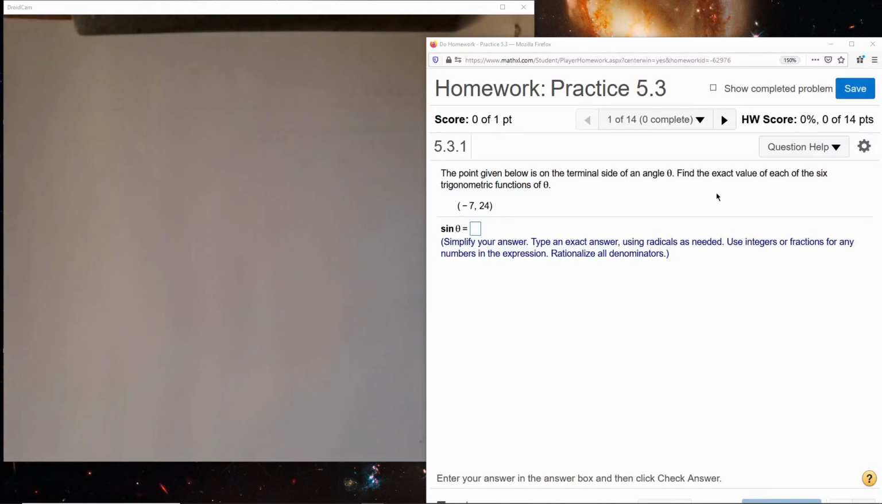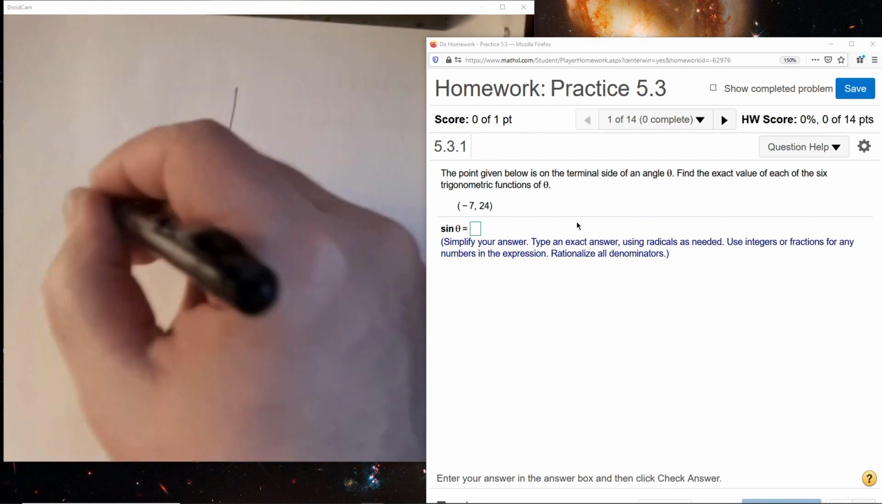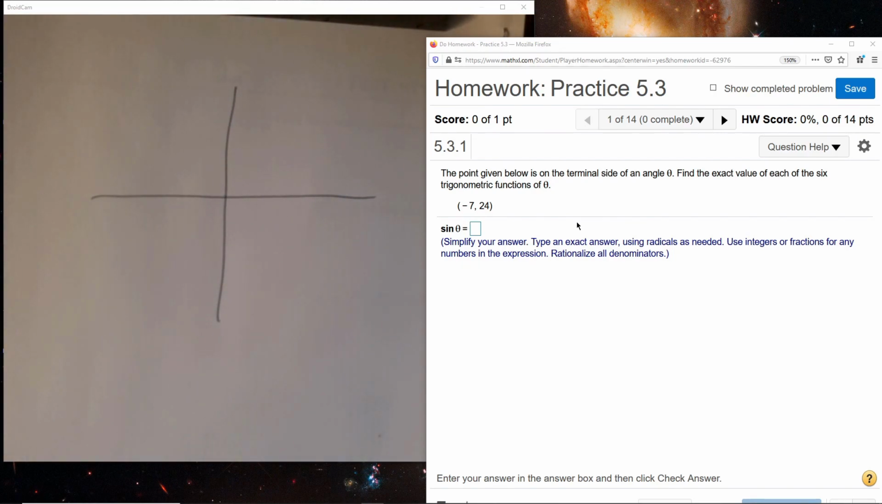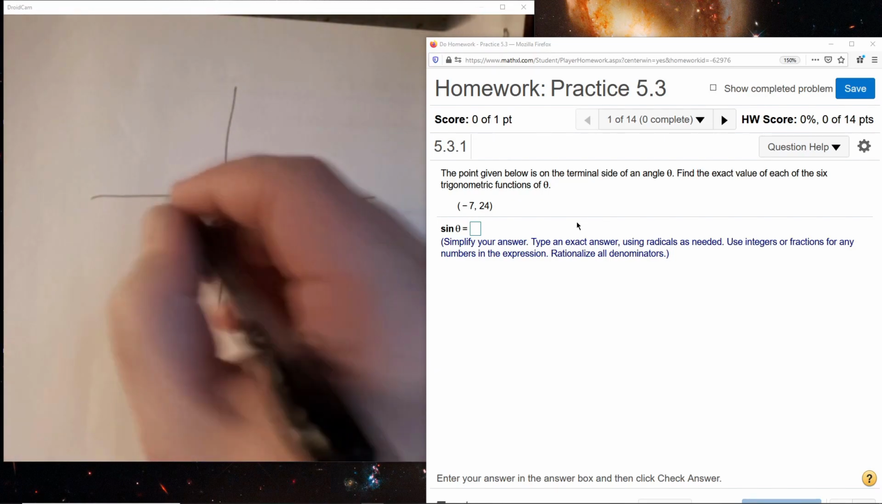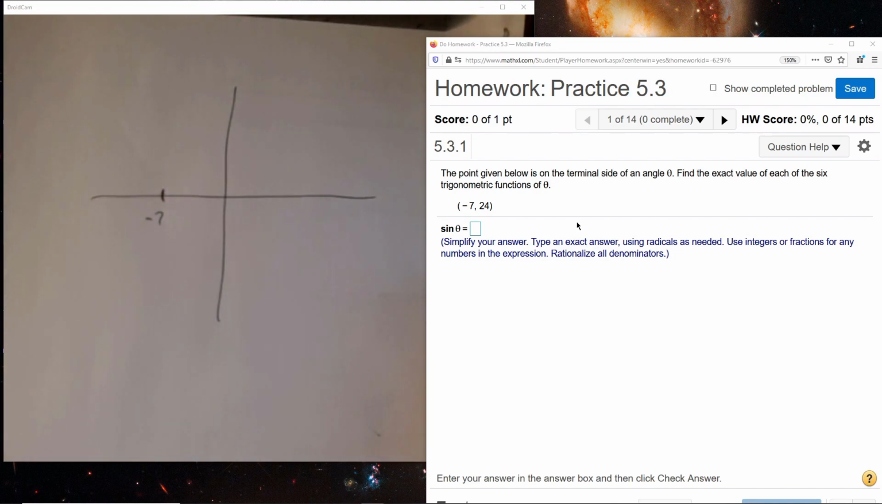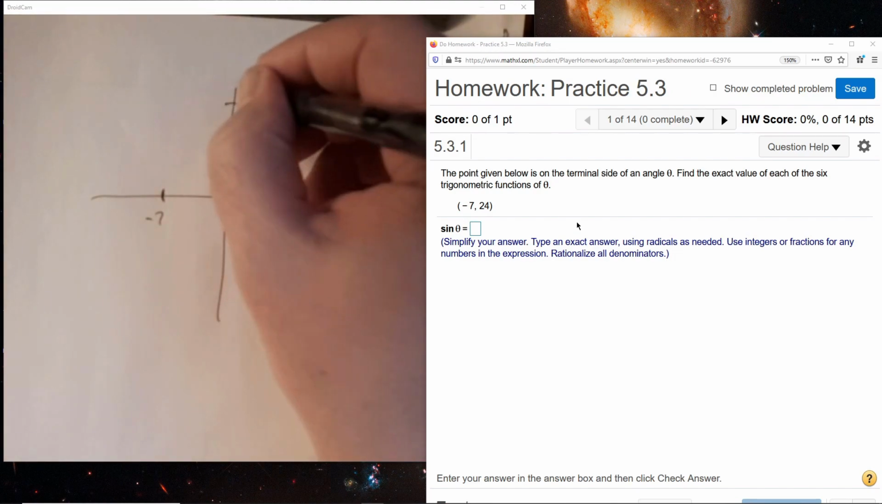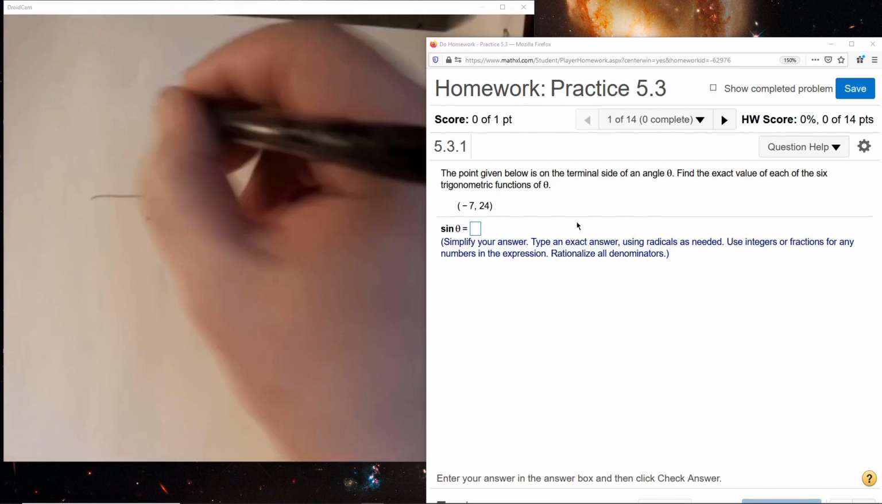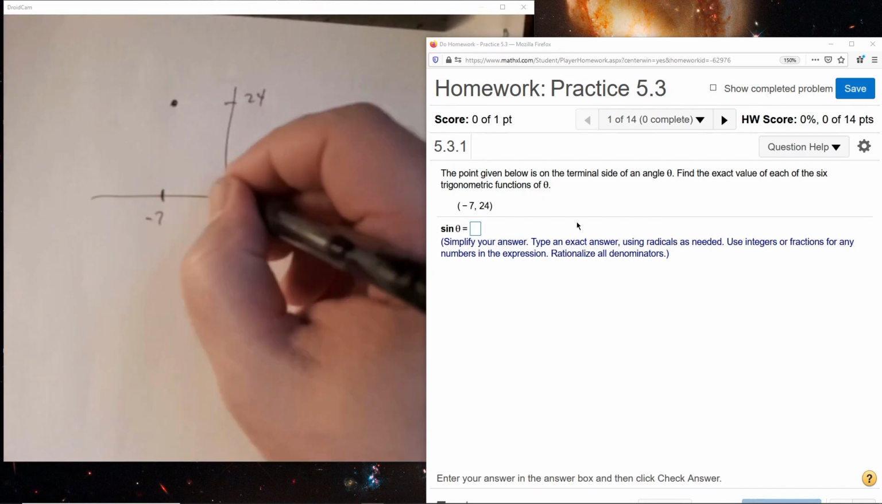All right, so let's check out practice 5.3. It wants us to find all 6 trig functions given this ordered pair, this point on the graph. So let's figure out where that is. So x is minus 7, which I'll say is right there somewhere. And y is 24. So our point is right here.